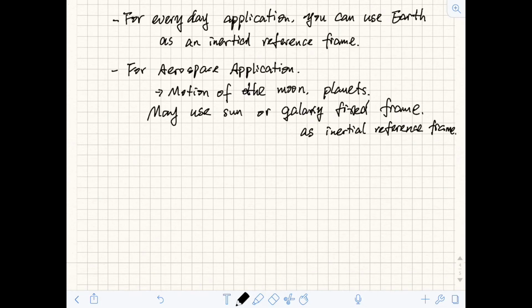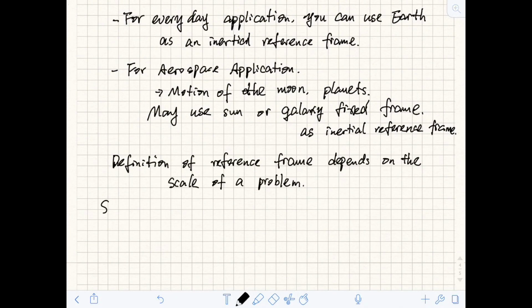So the definition of inertial frame really depends on the time scales that you're looking at the problem. So some facts about inertial reference frame.